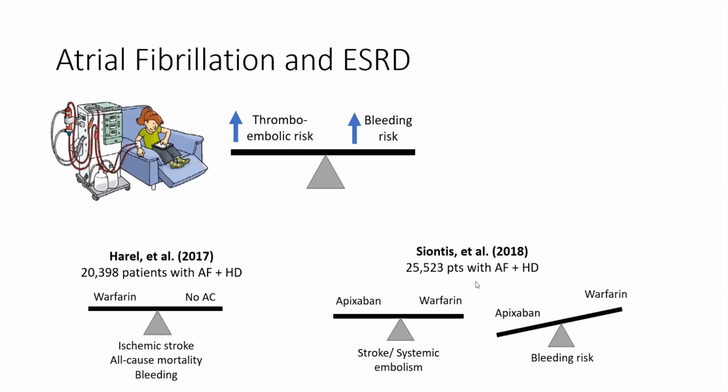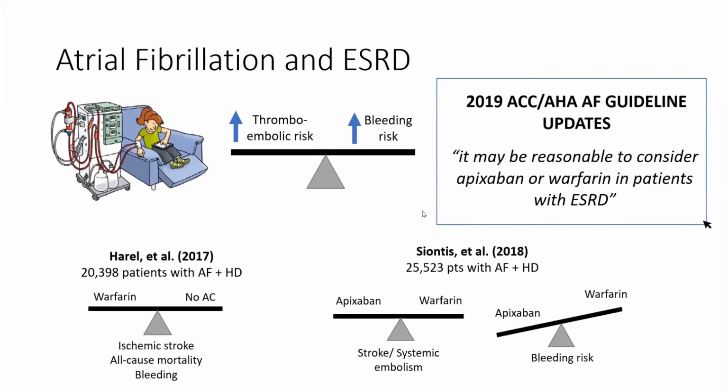Another study out in 2018 that looked at Apixaban versus warfarin found that Apixaban was not associated with any difference in stroke and systemic embolism compared to warfarin, but did have a lower associated bleeding risk. The 2019 ACC-AHA atrial fibrillation guidelines recommend that it may be reasonable to consider Apixaban or warfarin in patients with end-stage renal disease. Interestingly, from the nephrology perspective, the KDIGO in 2011 has actually recommended that routine anticoagulation not be considered for patients with AFib on dialysis.